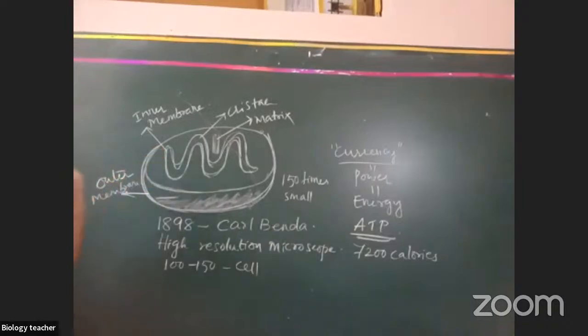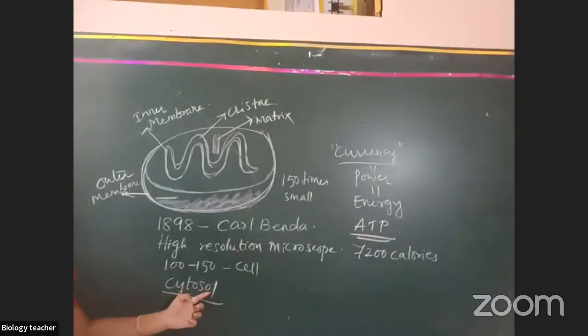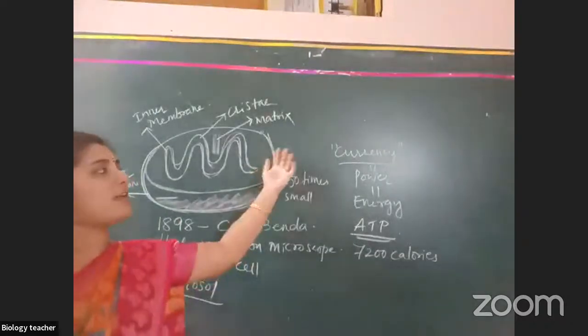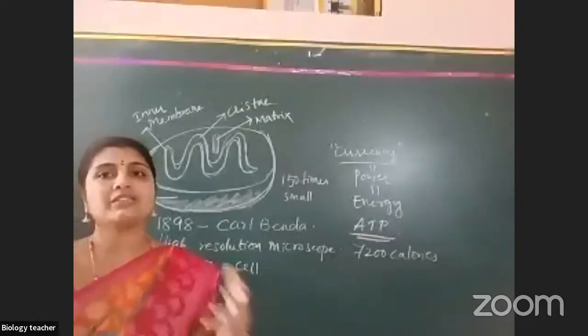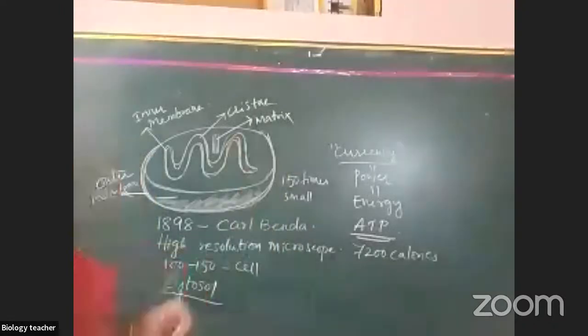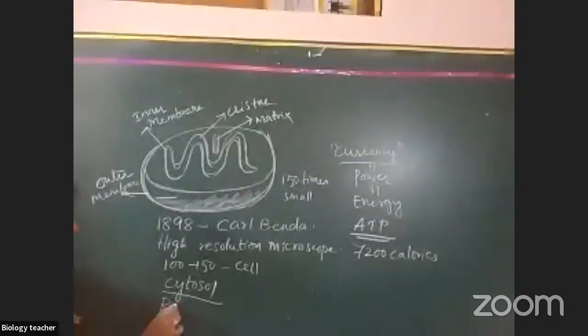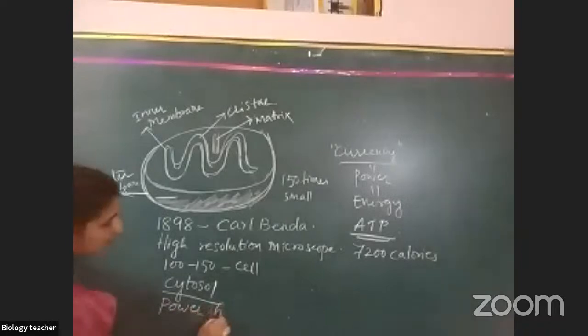So this mitochondria, where are they present? They are present in the cytosol. Cyto means cell, sol means plasm, liquid. So they are scattered in the cytoplasm. They store the currency, which is known as power or energy of the cell. So where is energy present inside the cell? In the mitochondria. So that is why they are known as the powerhouses of the cell.